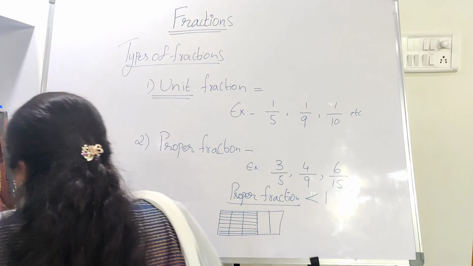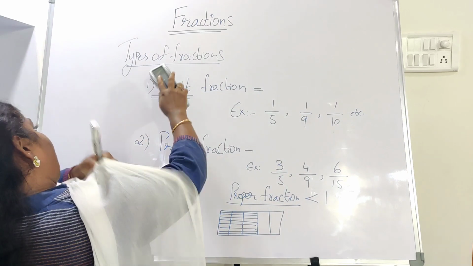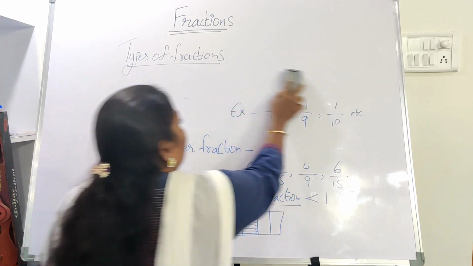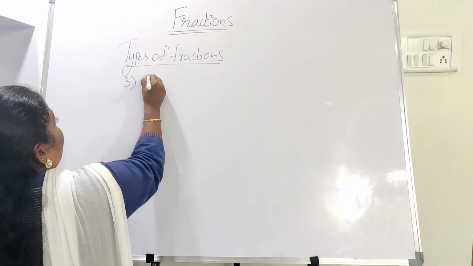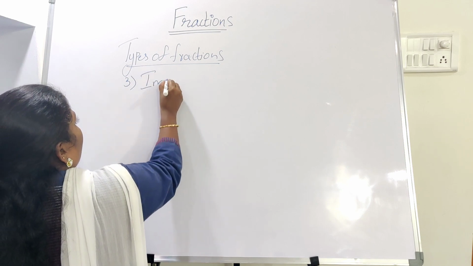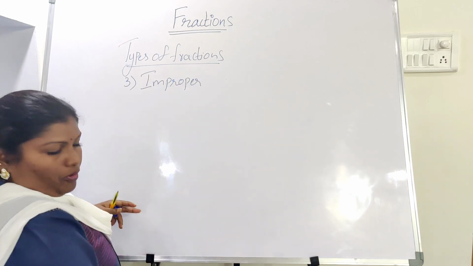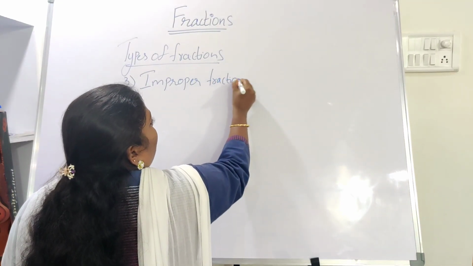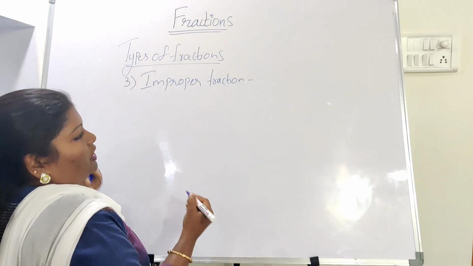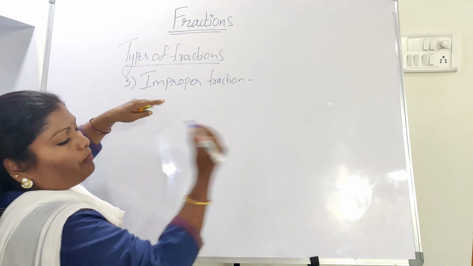So let's move on to the next one, that is the improper fraction. This is quite the opposite of the proper one. Now you have seen that in a proper fraction the numerator is smaller, whereas an improper fraction is just the opposite of that.